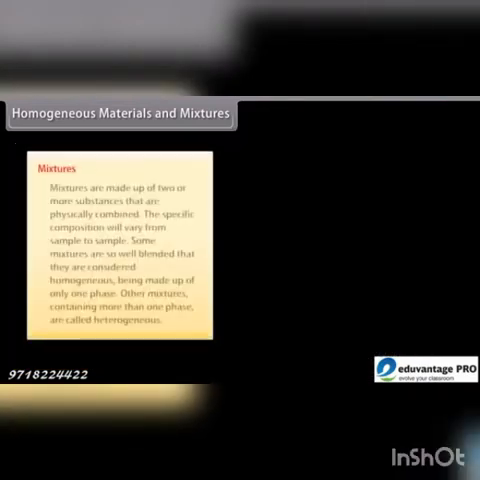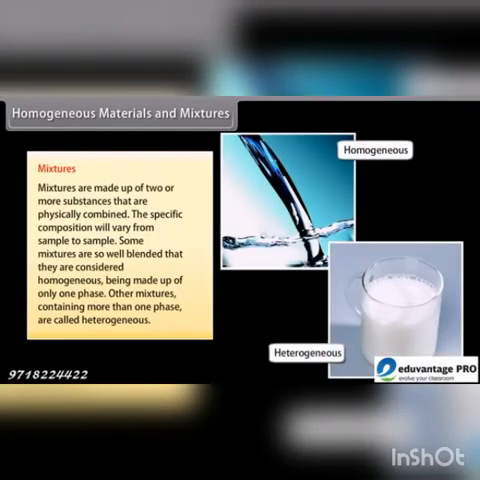Mixtures. Mixtures are made up of two or more substances that are physically combined. The specific composition will vary from sample to sample. Some mixtures are so well blended that they are considered homogeneous, being made up of only one phase. Other mixtures containing more than one phase are called heterogeneous.